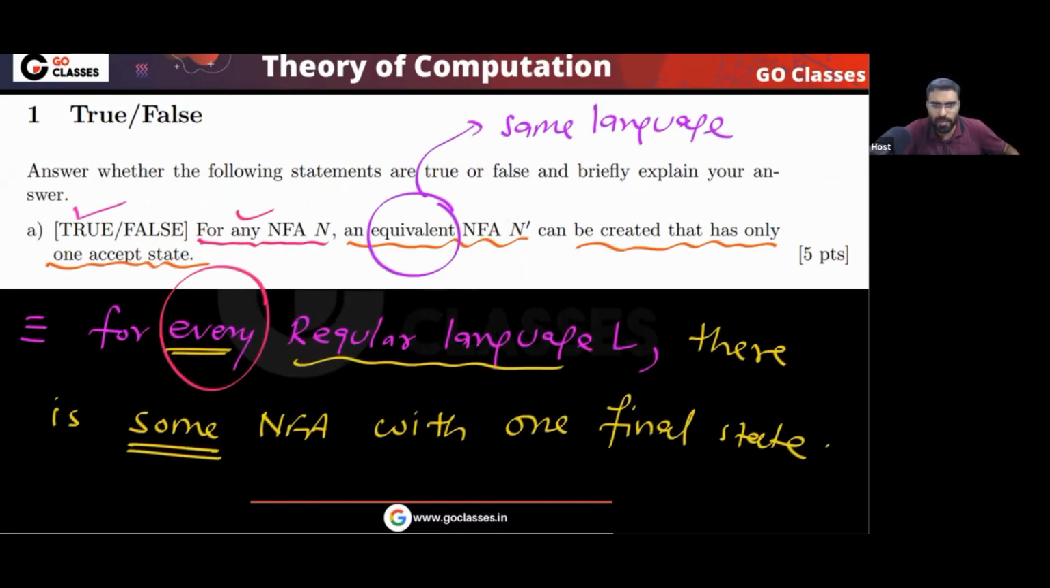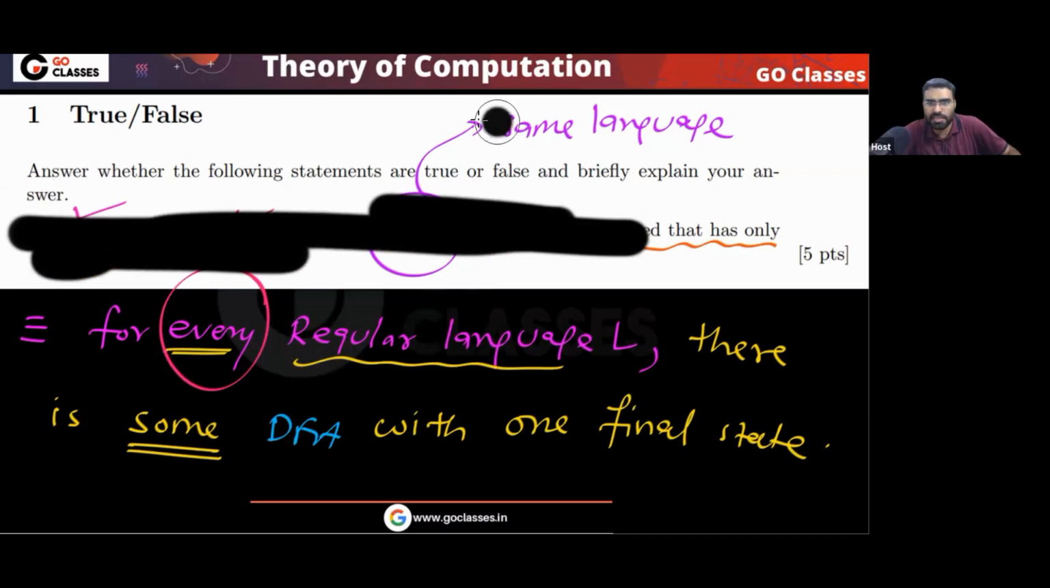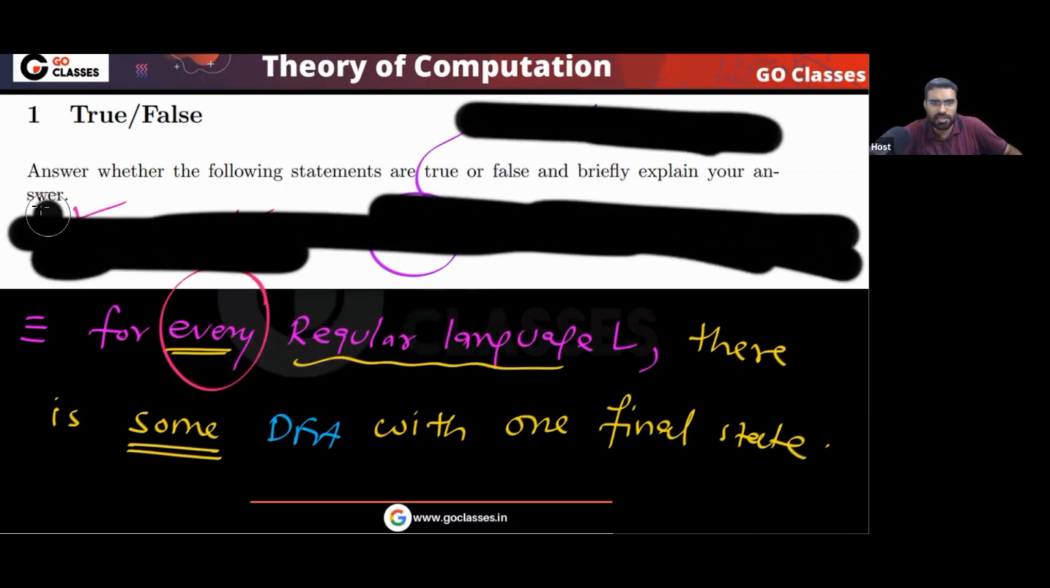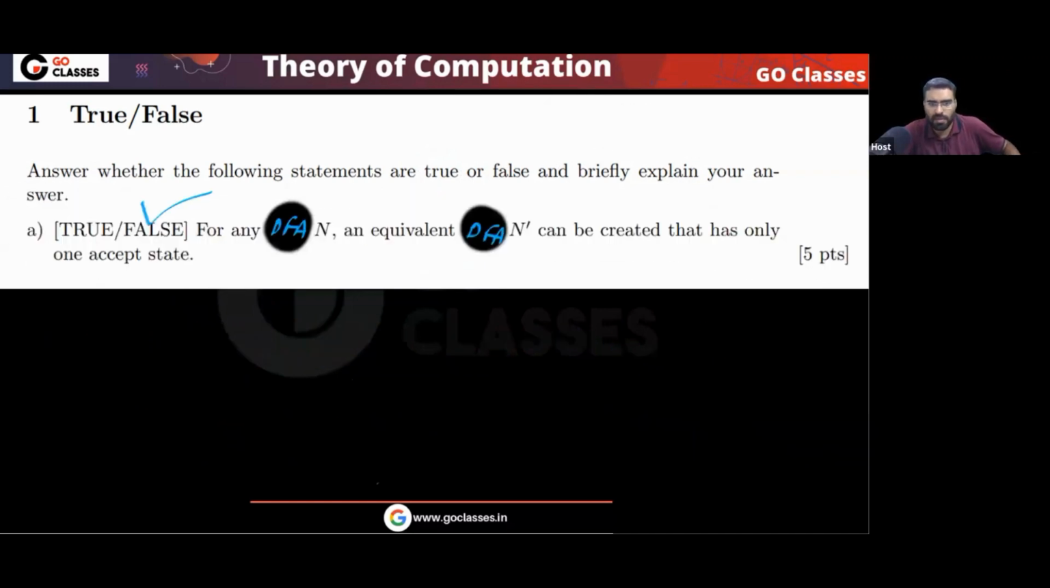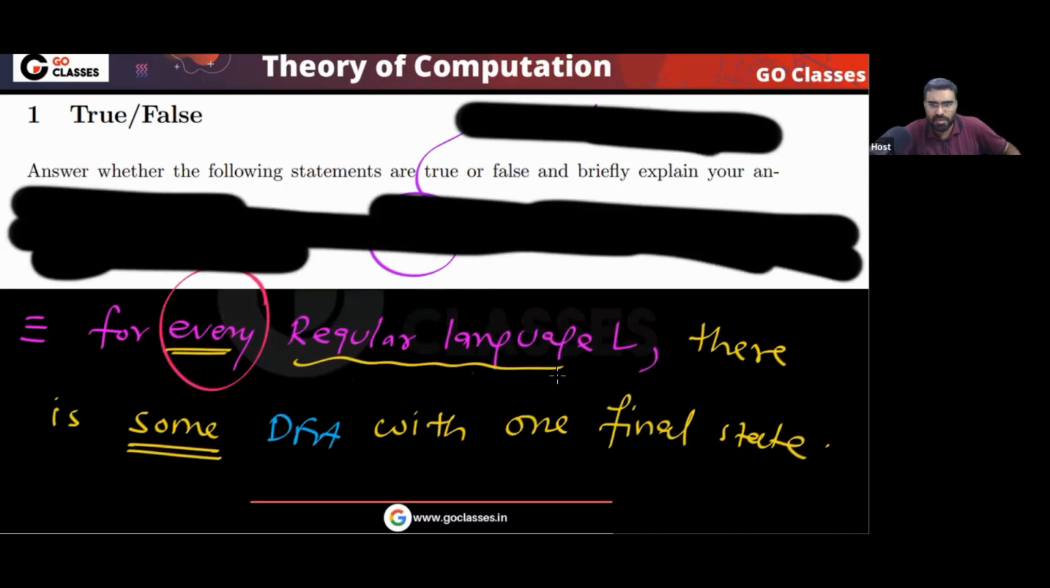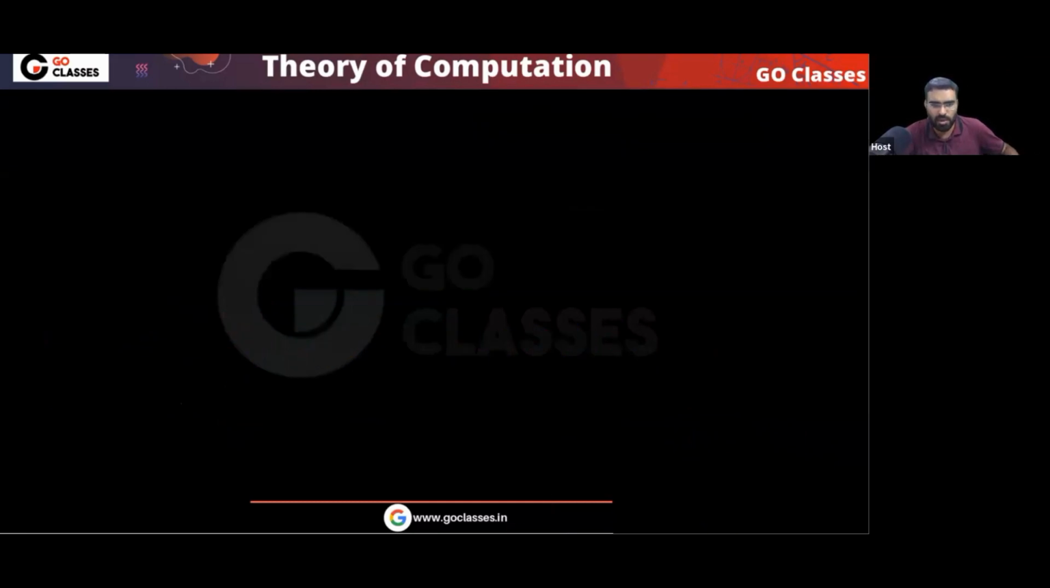Okay, so very simple. Remember, can I say for every regular language, there exists some DFA with one final state? Can I say this? Tell me, is this statement true? So for every regular language, there is some DFA with one final state. This statement is false. So very simple. Now let's move on.